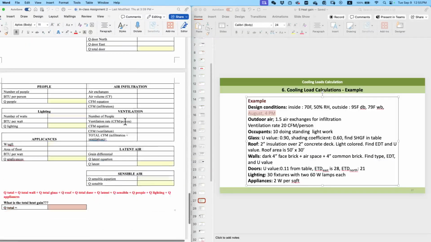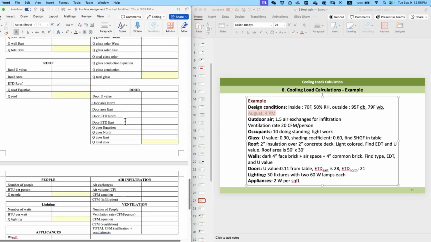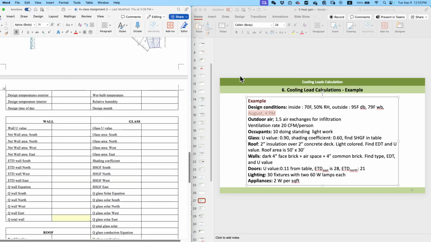Here the table is your in-class assignment 2. You will fill out all blanks. Based on the design condition, you can finish this table. You can stop this video and then fill out the first 6 blanks. The design temperature is the dry bulb temperature outside, the outside wet bulb temperature, the interior dry bulb design temperature, the inside relative humidity, the design time of day, 4 p.m., and the design month, August. Fill out 6 of them. You can stop the video and fill them out.